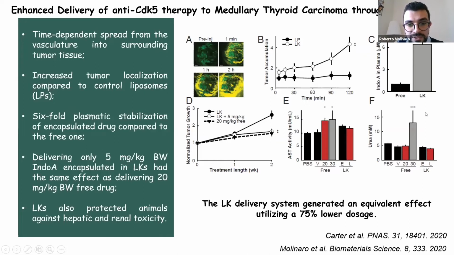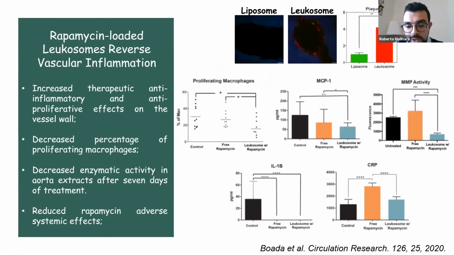We also saw a 6-fold plasmatic stabilization of encapsulated drug compared to the free one in C. Delivering only 5 milligrams per kg biweekly of the drug encapsulated in leukosomes, we could observe the same effects as delivering 20 milligrams per kg biweekly of free drug. But we protected animals against hepatic and renal toxicity, as you can observe in E and F. We then tested another inflammatory model, par excellence, an advanced atherosclerosis model.